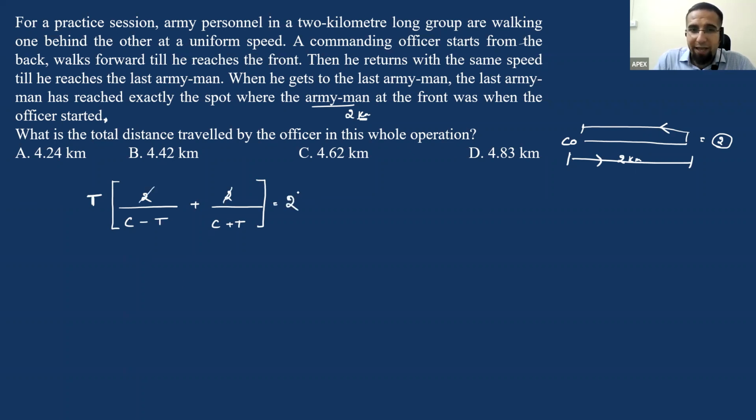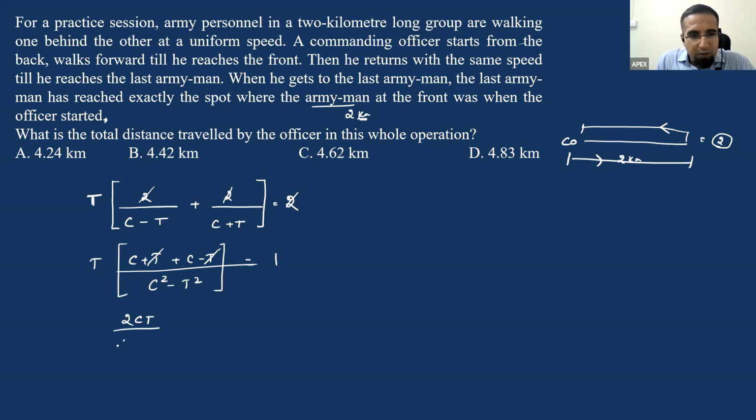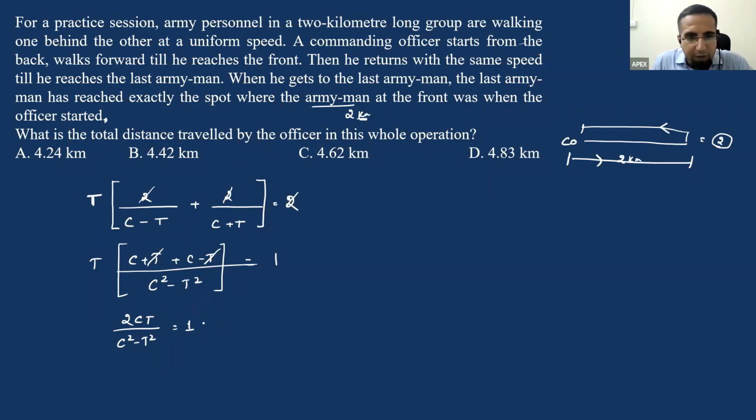So I can take 2 common and I can cancel with this 2. So what do we have here? We have c square minus t square, this will be (c plus t) times (c minus t), into t is equal to 1. So plus t and minus t get cancelled. So what do we have here, guys? We have 2ct divided by c square minus t square is equal to 1. Or we can also simplify this, what can we write this as? We can cross multiply and write this as 2ct is equal to c square minus t square. This is the first equation.